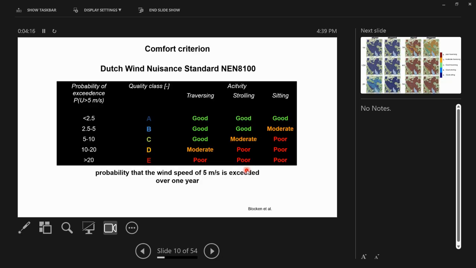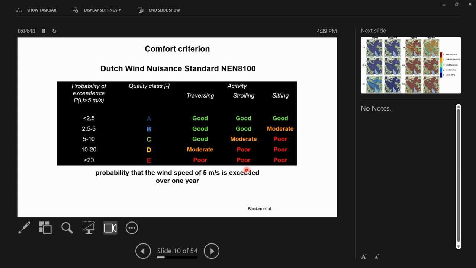And this information you can then combine with a wind comfort criterion. This is the Dutch wind standard, which is, as I said, quite old already. And it's a very nice approach. It says if the probability that the wind speed is above 5 meters per second, we don't like it anymore. You also have to add 1 meter per second for the turbulence. But if the wind speed is higher than 5 meters per second, then we start not to like it.